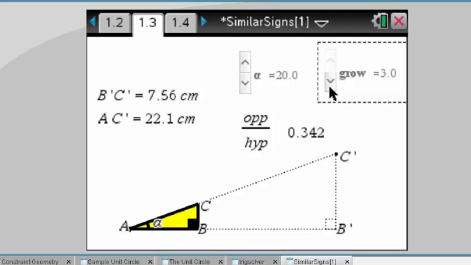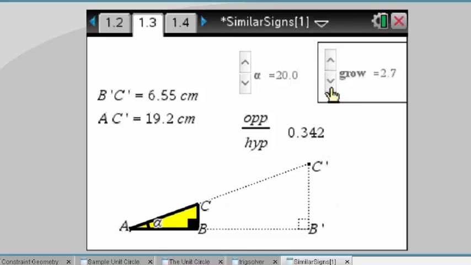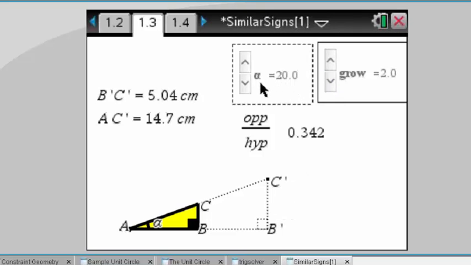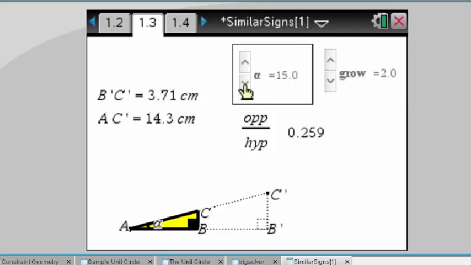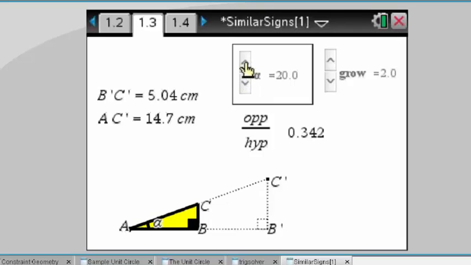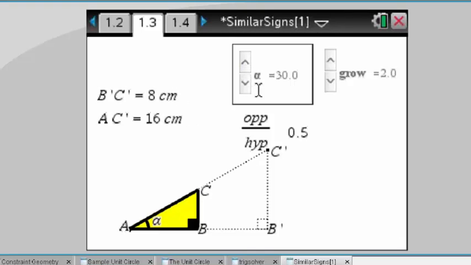Then I can show that that ratio stays constant regardless of the size of the triangle, and that ratio is absolutely dependent on the angle. Not the size of the triangle, just the angle. And this is one of the national curriculum assessment tasks that we have on our website, and it focuses on specific areas of the national curriculum.